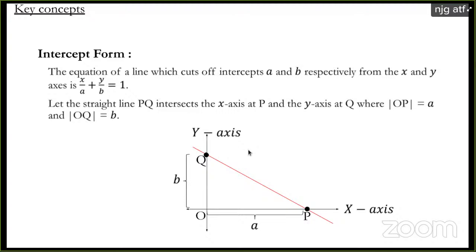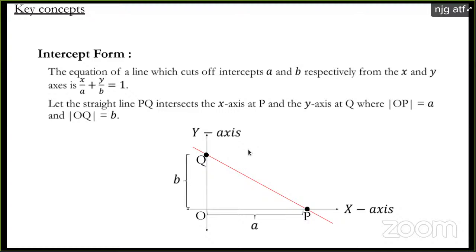Just take random values. If your line cuts at a distance of 3 on the x-axis and 2 on the y-axis, then the equation will become x by 3 plus y by 2 is equal to 1. If you simplify it, that becomes 2x plus 3y is equal to 6, and bringing the 6 to this side, 2x plus 3y minus 6 is equal to 0 is the equation of the line, where my x-intercept is 3 and y-intercept is 2.